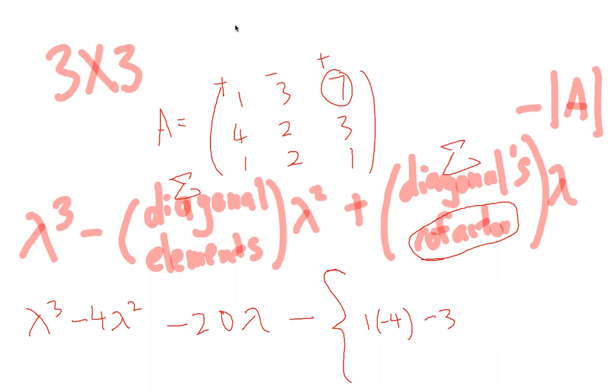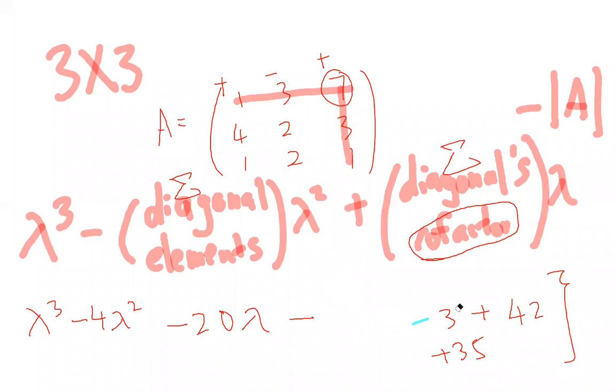And the next one is 7. I cover the row and the column. Then I got plus 7, 4, 1, 2, 2. So 8 minus 2 is 6, so 7 times 6 is 42. So -4, -3 is -7. So plus 42 is positive 35 times negative, so overall is negative 35.